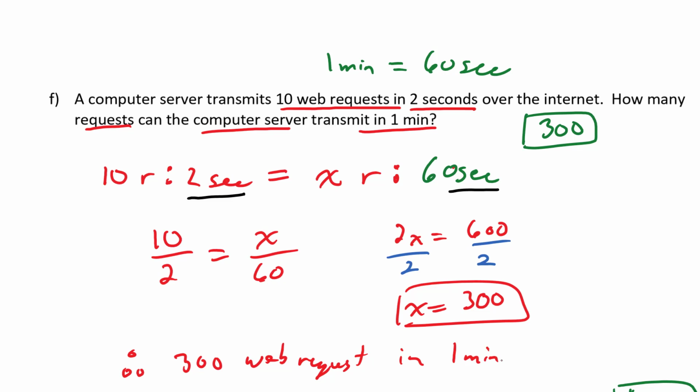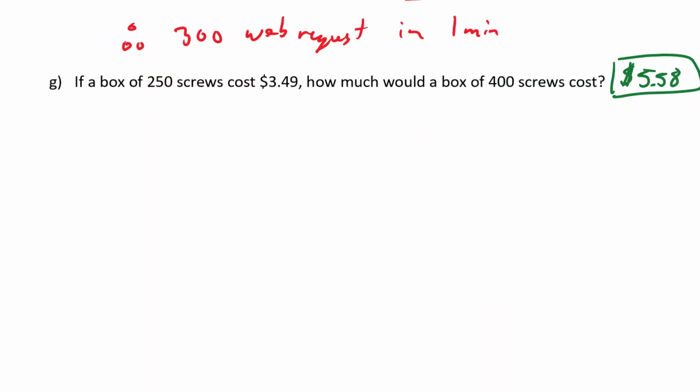So notice here we had to do a conversion so that they were the same units and they would cancel each other out. I think G is pretty simple too. Just remember, when you're dealing with money, you round off to 2 decimal places.